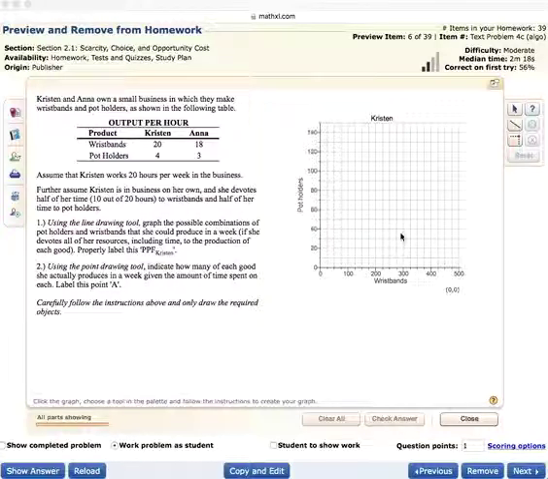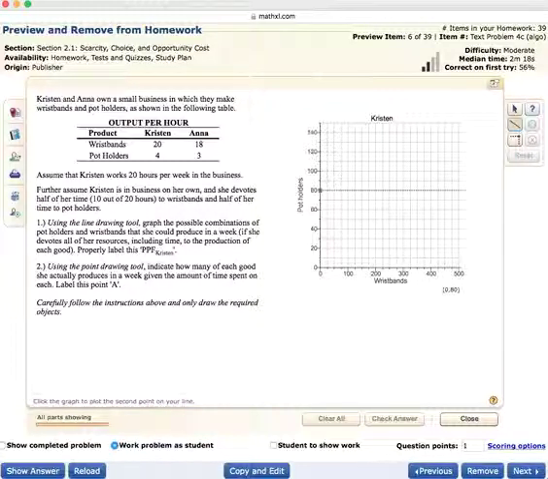Using the line drawing tool, graph the possible combinations of pot holders and wristbands that she could produce in a week if she devotes all her resources, including time, to production of each good. So what they're asking you is to come up with the extreme end of each of these. So for pot holders, we know that Kristen can produce 4 pot holders an hour, and she has 20 hours a week that she could produce that. So if she spends all of her time producing pot holders, she can produce 80 in a week.